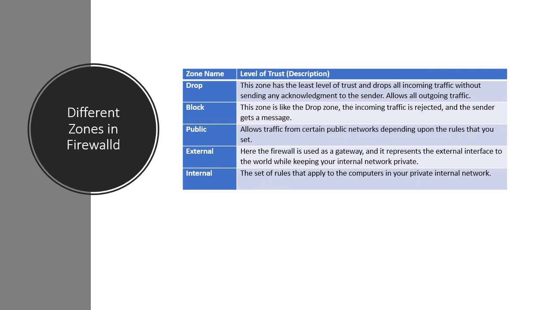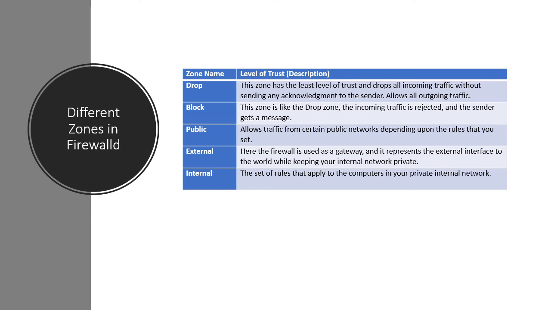Now, back to different zones in Firewalld. The first zone is the drop zone. This zone has the least level of trust and drops all incoming traffic without any acknowledgement to the sender. Allows all outgoing traffic. Block. This zone is like the dead zone. The incoming traffic is rejected and the sender gets an acknowledgement. Public allows traffic from certain public networks depending upon the rules that you set.